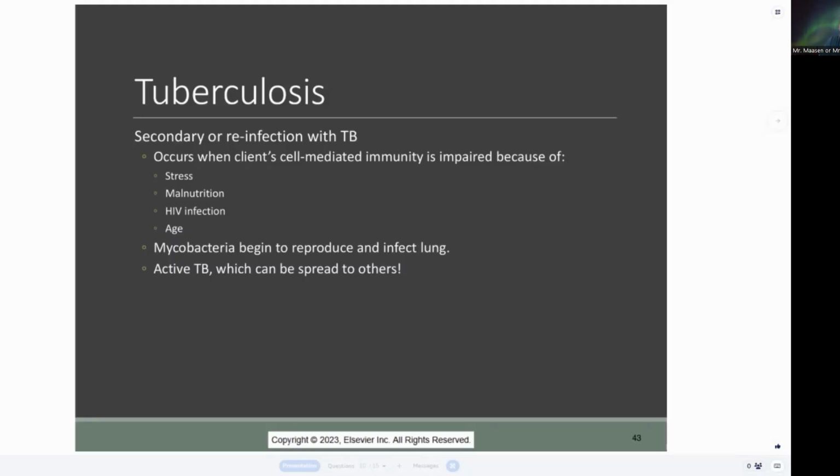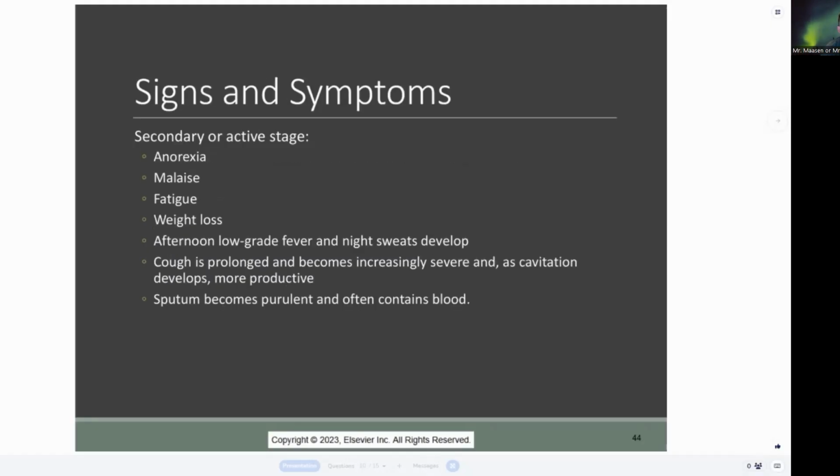And again, active TB is very infectious and spreads. But secondary is known as a reinfection. Basically, latent TB pops up because I have a compromised immune system from stress, bad nutrition, HIV, AIDS development, or being an older adult. And active TB spreads very easily. In the active stage, you're going to have the normal kind of sickness symptoms: malaise, fatigue, anorexia, weight loss, and low grade fever.